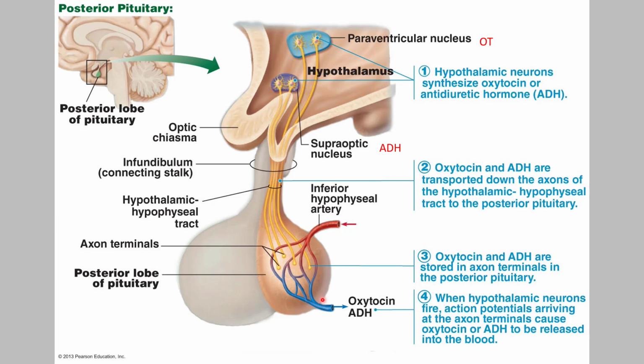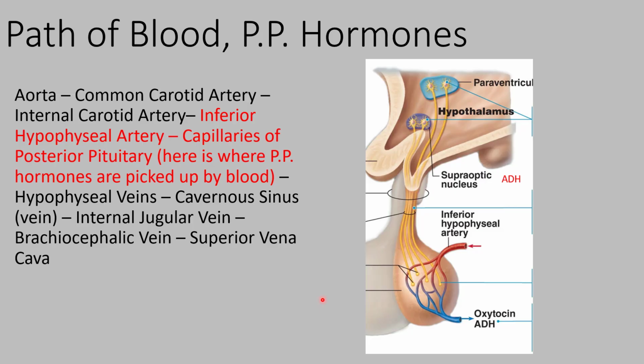We're going to come back and look more at oxytocin and ADH here in just a moment. But now let's look at how these hormones get into the blood. Again, they're made up here in the hypothalamus. They travel down and are stored in these axon terminals. When an action potential comes down, ADH or oxytocin, depending on which is being sent, is released from those axon terminals. It is surrounded by a capillary bed. Those hormones move into the capillary bed and travel off to the rest of the body.